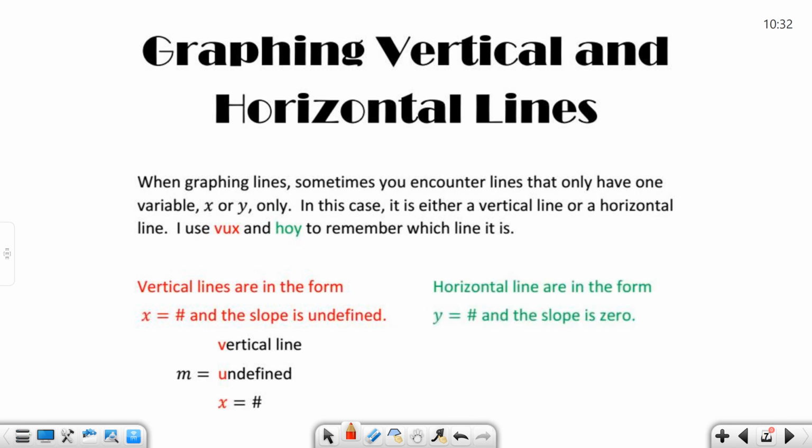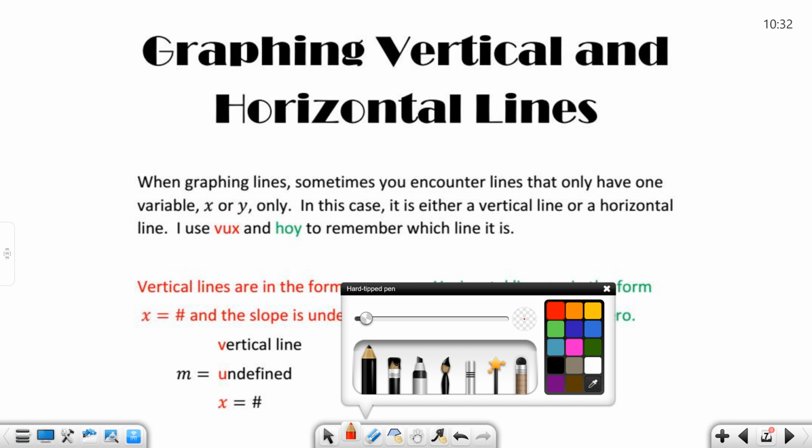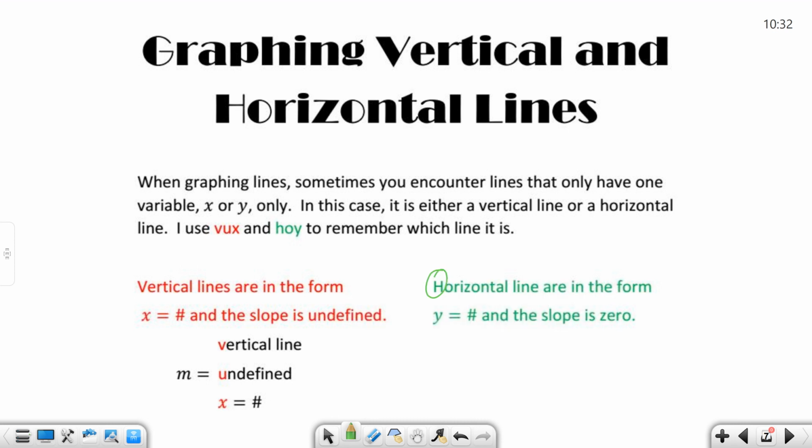So then for horizontal lines, they're in the form y equals a number and the slope is 0. So here you have your, and I'll change to green for this, here you have your h and your 0, which is the O in Hoy, okay? So the horizontal line, h, right? The slope is 0, m equals 0. And then it's y equals a number.